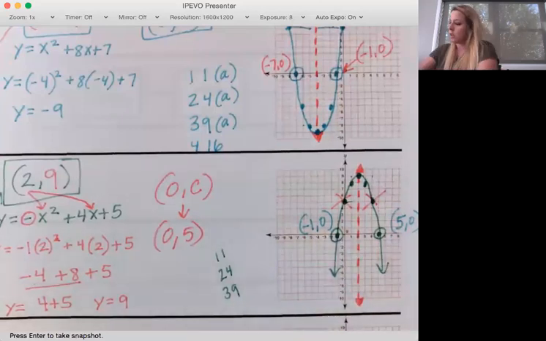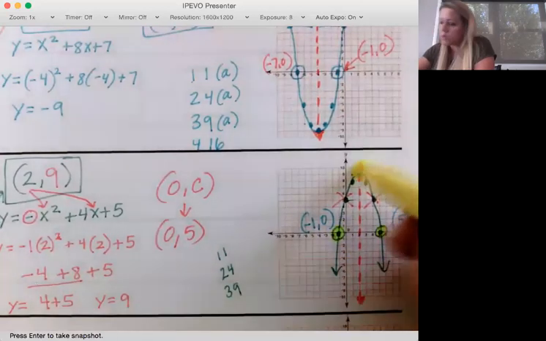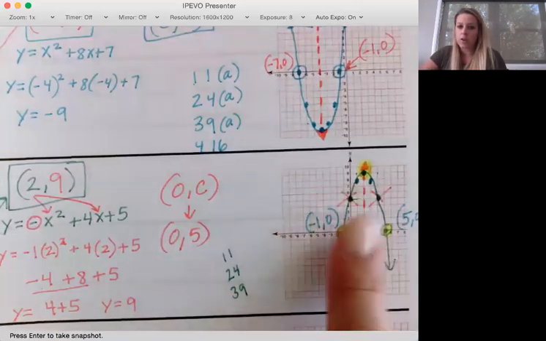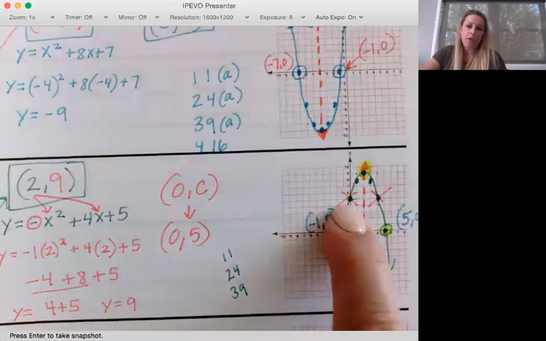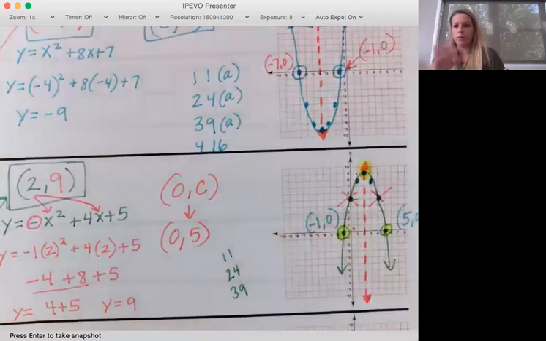So these 2 are the most important points. I would at least do those 3 points and then it's your choice what other 2 points you want to do. Either the 1, 1 points, or the y-intercept and the one that's opposite of the y-intercept, or that reflects from there, okay? So I hope this helps clarify some graphing.